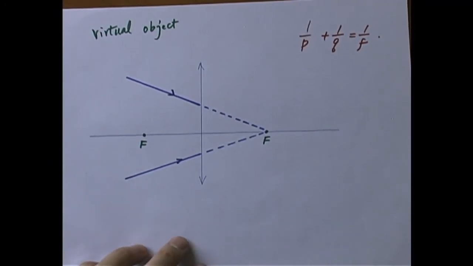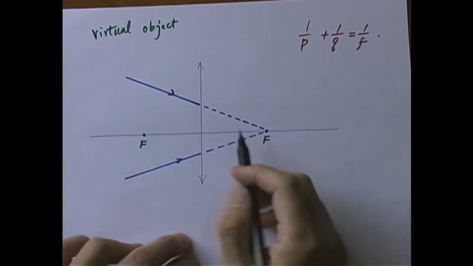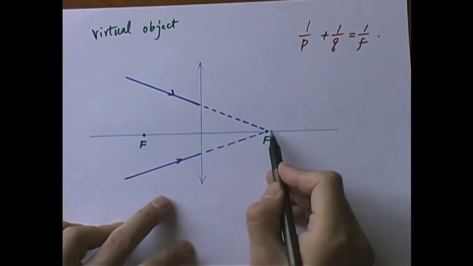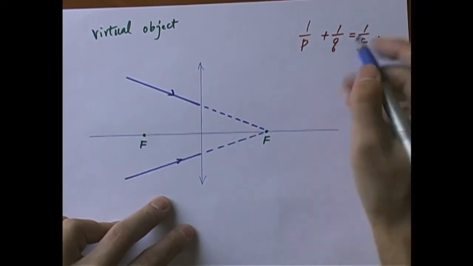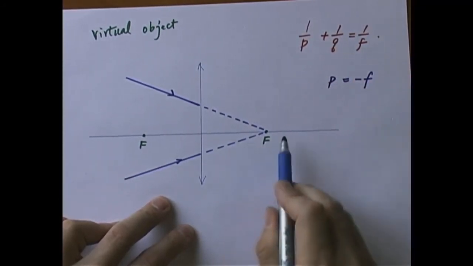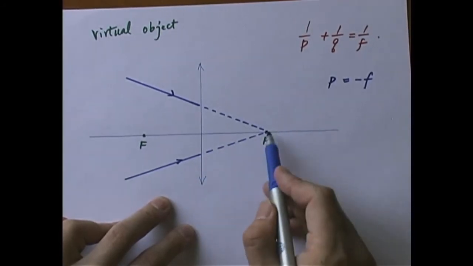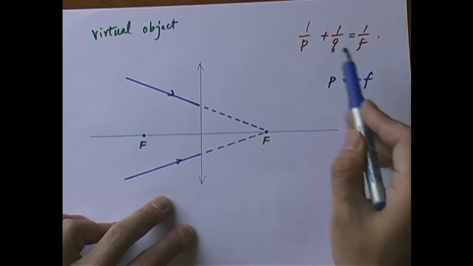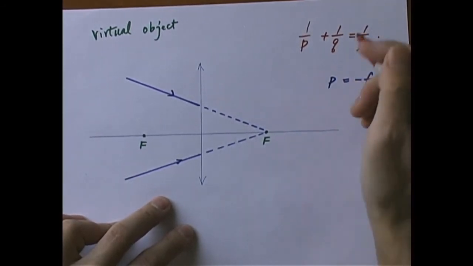Okay, in our case, the way I draw it, because I just put the focal point here, the virtual object distance P just happens to be negative F. It just happens to be that, because of the way I place the focal point. It's a special case. Now, we're going to find Q.